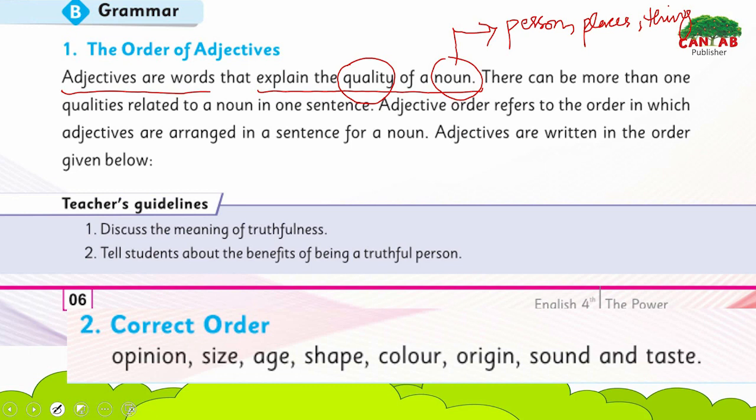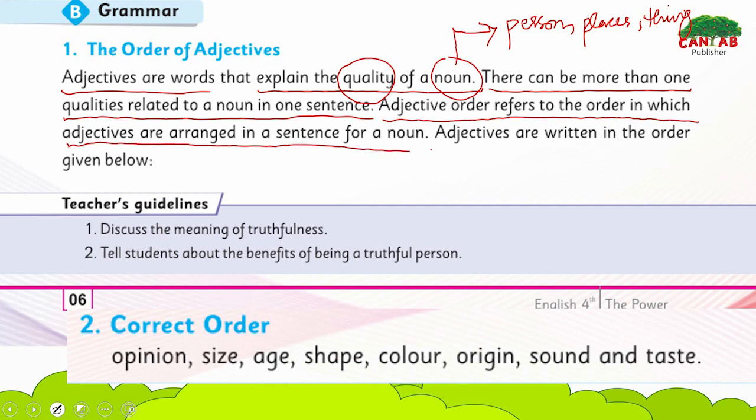As we are going to discuss the order of adjectives, here is a basic definition. There can be more than one quality related to a noun in one sentence, but adjective order refers to the order in which adjectives are arranged in a sentence for a noun. So if you have a sentence, it may contain different adjectives, and the order tells you in which order these words should be arranged.